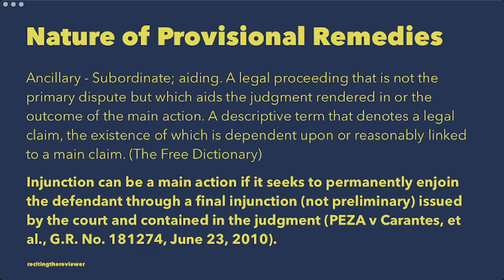Now, take note that the court also said in PEZA versus Carantes et al., GR number 181274, on June 23, 2010, that injunction can be a main action if it seeks to permanently enjoin the defendant through a final injunction and not preliminary, issued by the court and contained in the judgment. So, an injunction, although it is found in the provisional remedies as preliminary injunction, it can be the main action according to the court in this case.